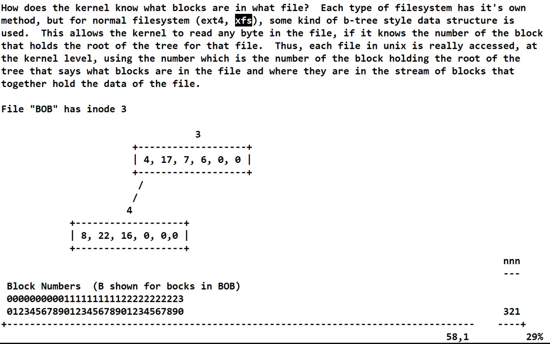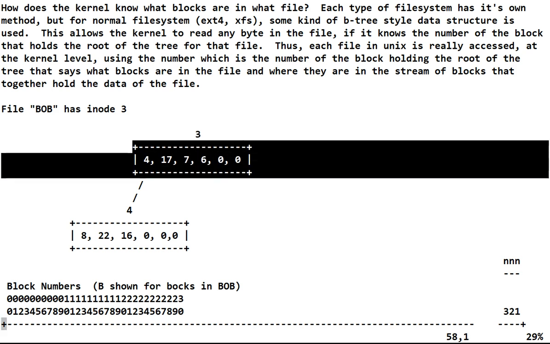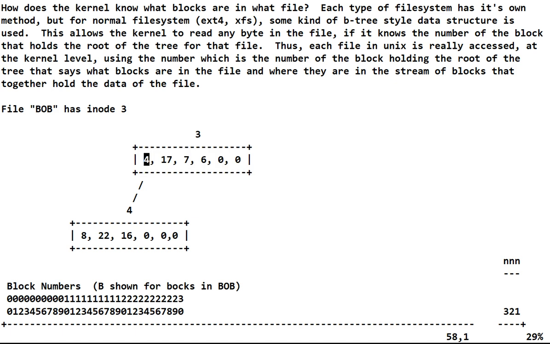Thus, each file in Unix is really accessed at the kernel level using the inode number, which is the number of the block holding the root node. And in this picture for Bob, it tells you the inode is 3, so that's the root node. Here's one internal node that has pointers. This one points to another level in the B-tree, but 17, 6, and 7 actually are blocks on the DASD. These zeros, because 0 is your boot sector, are like null. It says I've got room for more data, but I'm not using those. Down here in 4, I'm using block 8, block 22, block 16, and I have room for 3 more blocks, but I'm not using them.